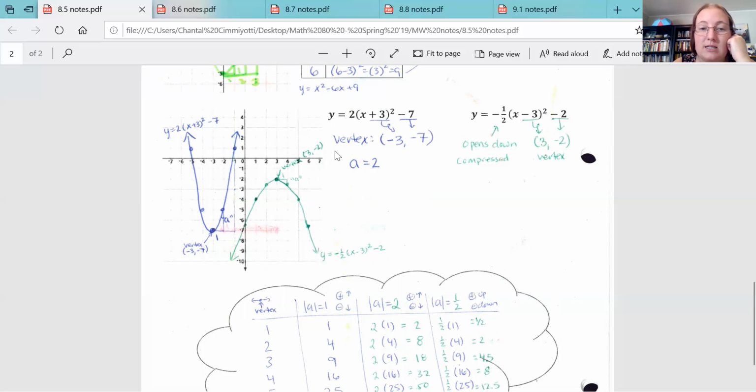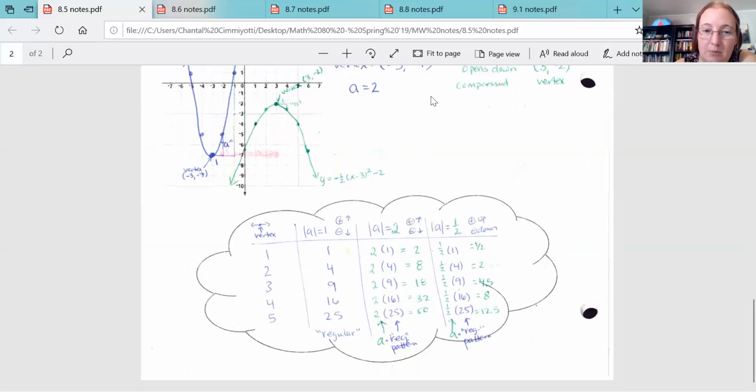But again, in XYZ, you'd plot the vertex and one other point, going over 1 and however much your a is. If it's negative, you're going to go down 1/2 if it's 1/2. If it was a -3 here, you'd go over 1 and down 3, etc.